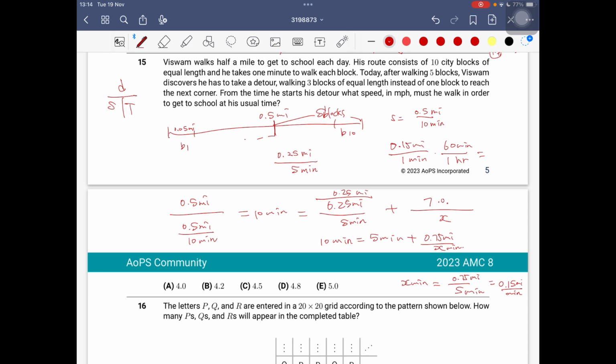So 7 times 0.05 mile. So now this is not 0.75, it is 0.35. So 0.35, so 0.07 in 1 minute. So now we can tell, in minutes, we get 4.2 miles per hour.